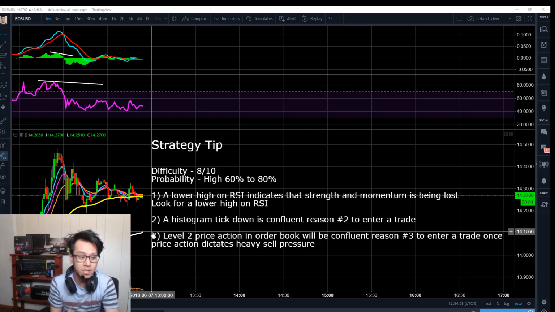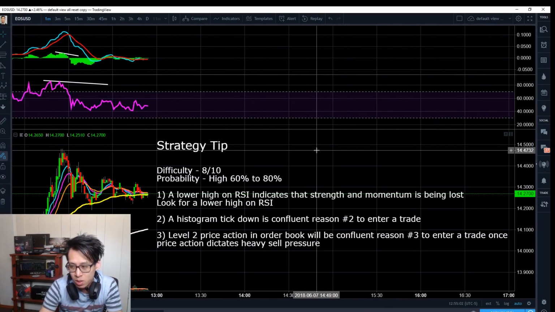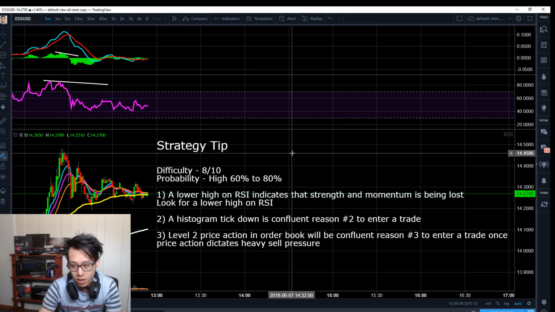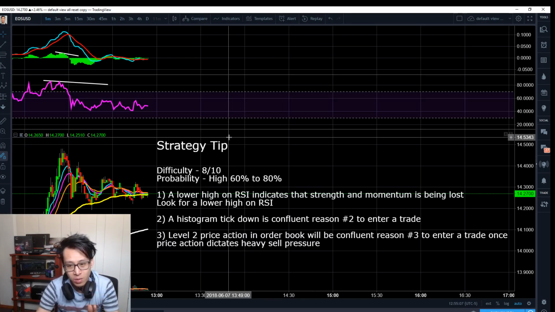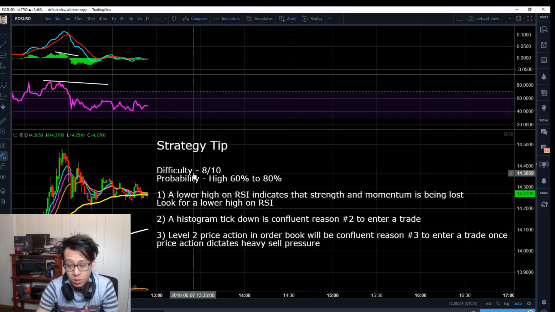So what does this strategy say, guys? Okay, what it says is, and you can use this on any time frame, right? But the difficulty on a 1 minute time frame is extremely high. I would say it's more so rated for advanced traders.